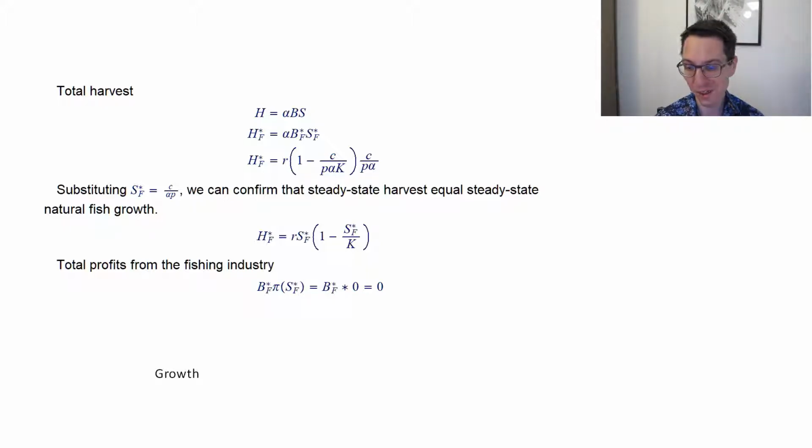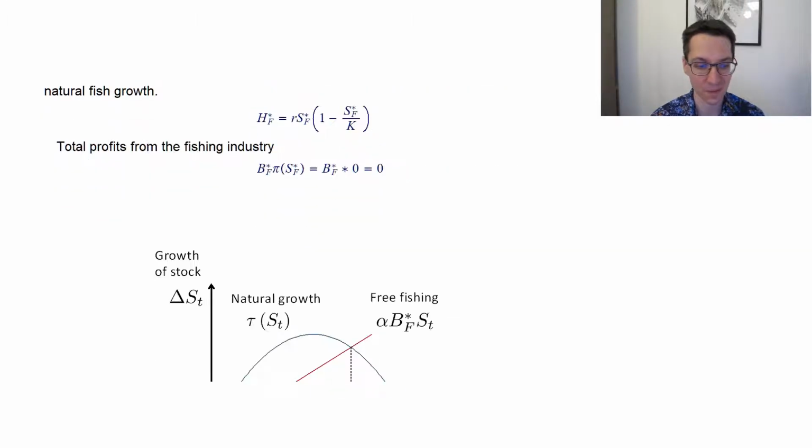So the fishing industry doesn't make any profit in this model, simply because people are going to move into the industry as long as they can have a tiny advantage compared to the alternative. But then if the profit is negative, they're going to move out of the industry. The number of fishing boats will decrease and the profit will increase again. So there is no way around it. The fishing industry doesn't have pure profit in this setting.